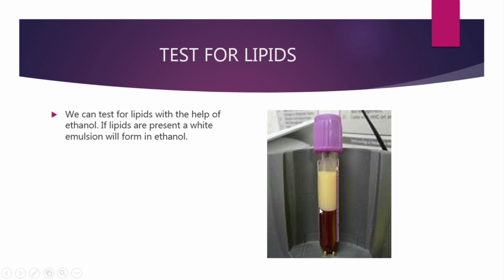The dark brown area is ethanol, and above that is a white emulsion, which is formed when fats react with alcohol. As you know, ethanol is a type of alcohol. So when the fats react with alcohol, it produces a white emulsion, which shows that lipids are present.